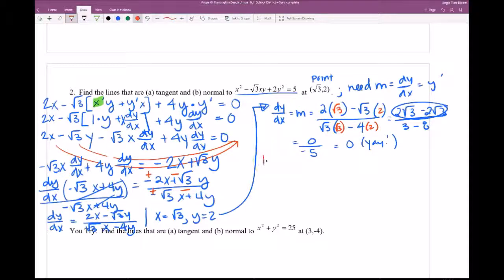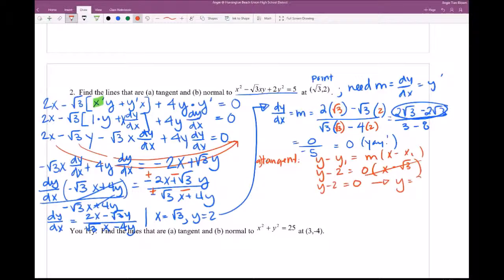So how do I find the tangent? Part A. Tangent. y minus y1 equals slope times x minus x1. y minus y1 is 2 equals slope is 0 times x minus radical 3. Well, that goes to 0, so y minus 2 equals 0. So the tangent line is y equals 2. Beautiful, isn't it?